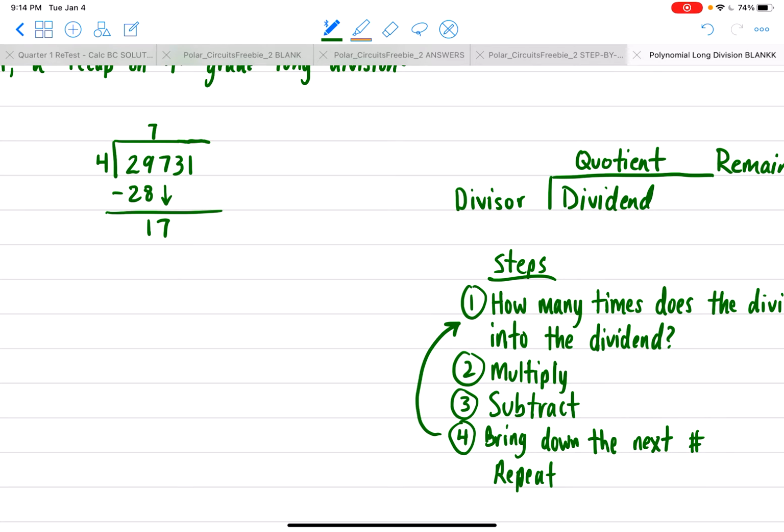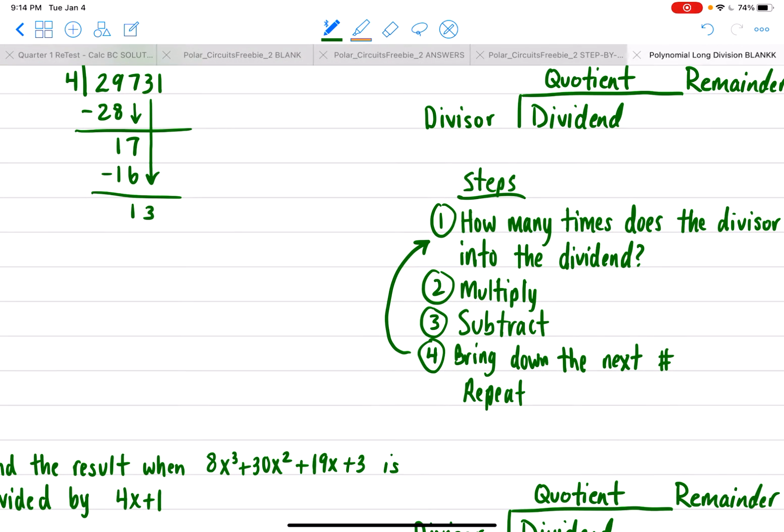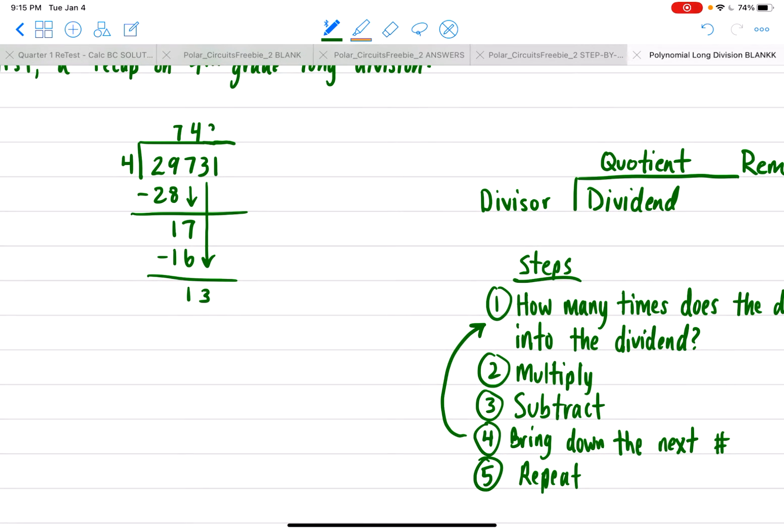And then we repeat the process. So now it's how many times does 4 go into 17? 4 goes into 17 4 times. 4 times 4 is 16. We subtract, we get 1. We bring down the 3. And then you just rinse and repeat on this. How many times does 4 go into 13? 4 goes into 13 3 times.